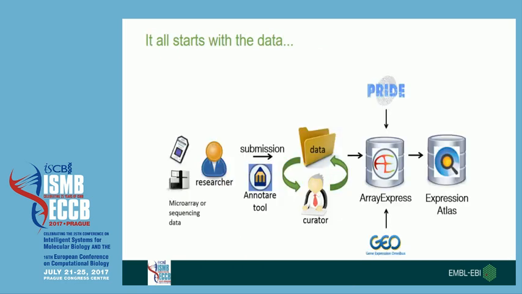Now, of course, everything starts with data. So where does this data come from? Researchers worldwide produce their studies with RNA-seq or microarray experiments. They use Annotare, which is a tool developed by some members of our team, and they use that tool to submit data. Then we have our curators who verify that the experiments meet several quality requirements, and then that's put into ArrayExpress, which also integrates studies from proteomics experiments and also from GEO.